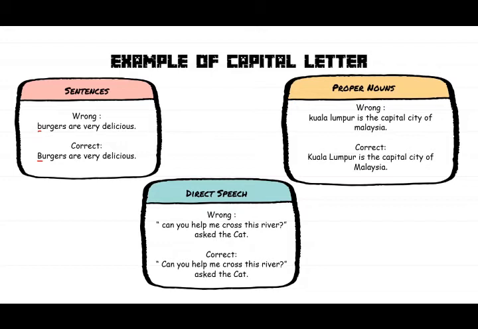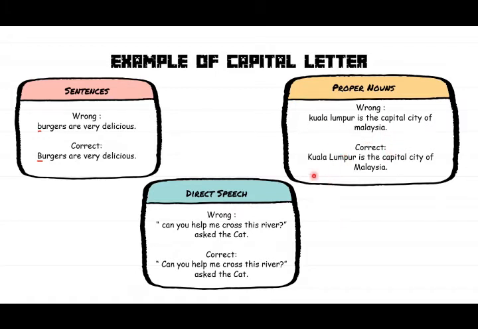Okay, moving on to proper nouns, ataupun kata nama khas. This is wrong. If you are writing like this, Kuala Lumpur is the capital city of Malaysia. Kuala Lumpur adalah nama khas untuk bandar. Malaysia adalah nama khas untuk negara. Kata nama khas mesti dimulakan, setiap permulaan perkataan tu mesti dengan huruf besar.